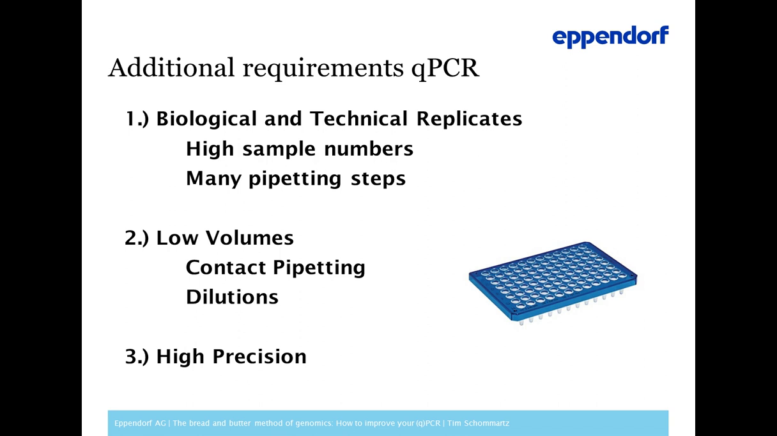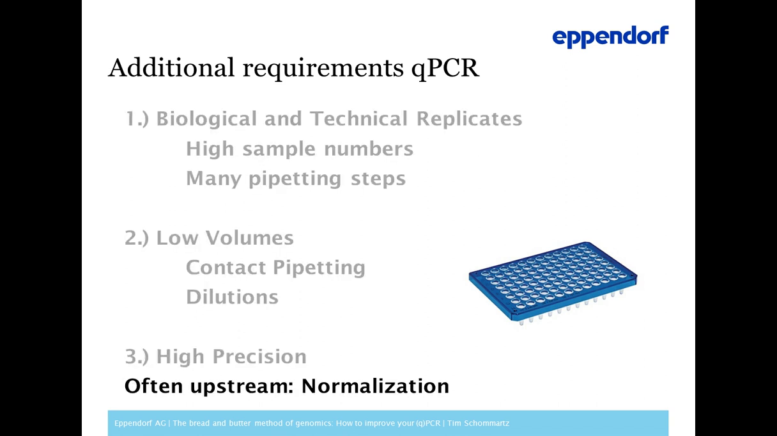The nature of qPCR makes it very sensitive for pipetting mistakes, so you need to work with high precision. And since usually worst comes to worst, for me it was often the case that qPCR was linked to normalization, so I had to do normalization first, and after that I had to do a qPCR, and that increased the number of pipetting steps dramatically. So if you have a scenario like this, I would really recommend to think about automation.